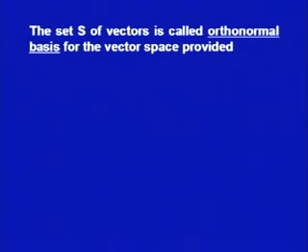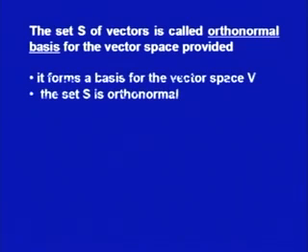The set S of vectors is called an orthonormal basis for the vector space provided it satisfies two properties. One is it forms a basis for the vector space V, and the second is the set is orthonormal. We are defining a basis for a vector space, but now we are interested in an orthonormal basis. To have an orthonormal basis, first it should form a basis for the vector space, and then it should have the additional property that the set is orthonormal.